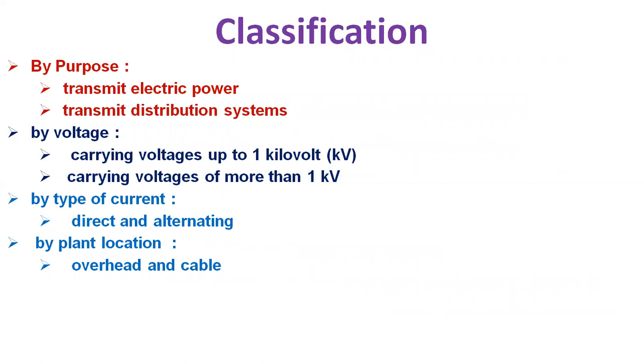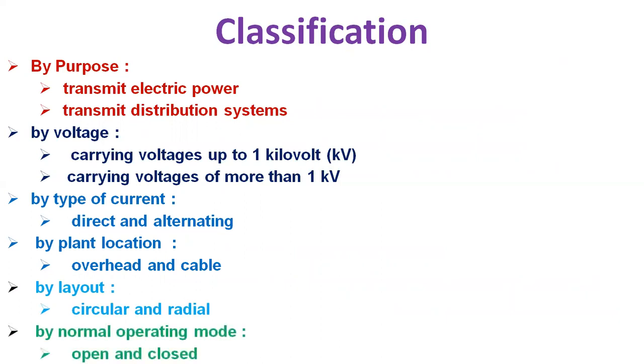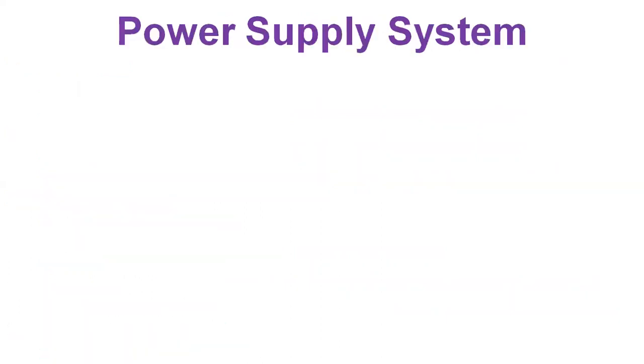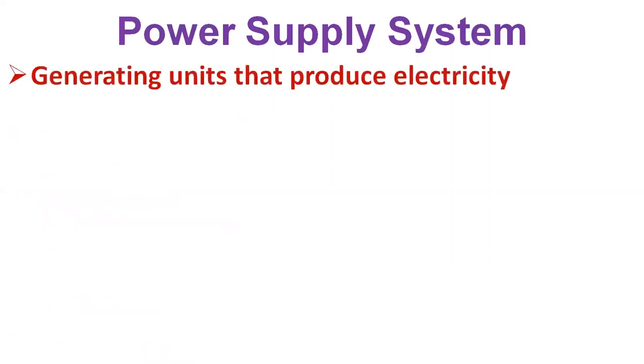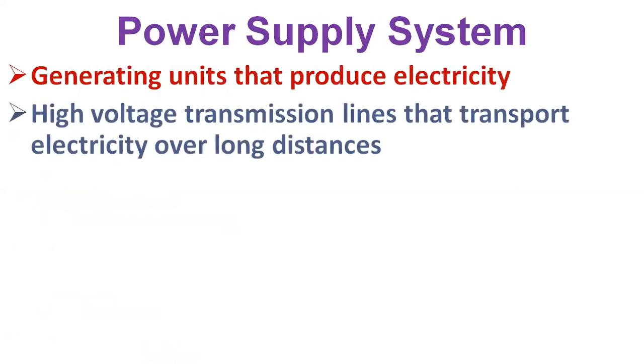Classification by voltage divides systems into two groups, those carrying voltages up to 1 kilovolt, and those carrying voltage of more than 1 kilovolt. Electric power supply systems may also be classified by type of current, whether direct current or alternating current, by plant location, overhead or cable, by layout, circular or radial, by normal operating mode, open or closed. In addition to transmission lines, electrical power supply systems also have power substations which are used for the conversion and distribution of electric power and for controlling operation of the system.